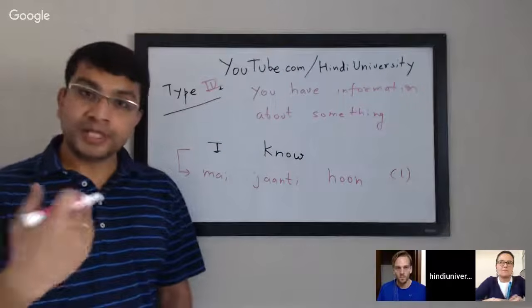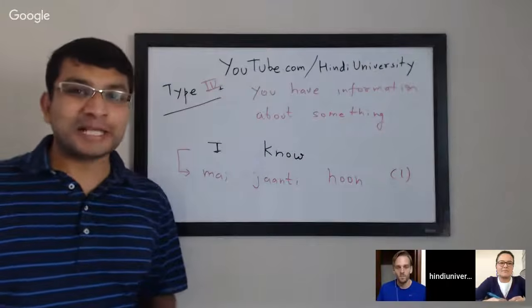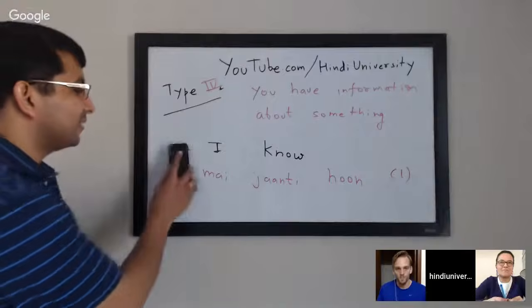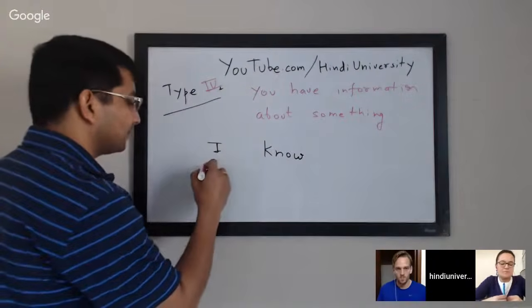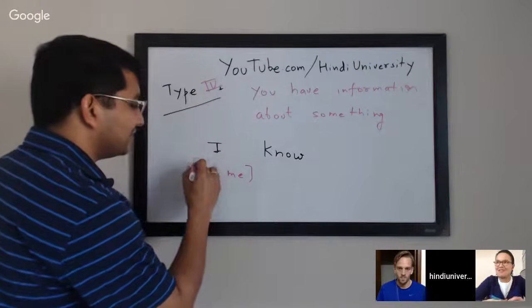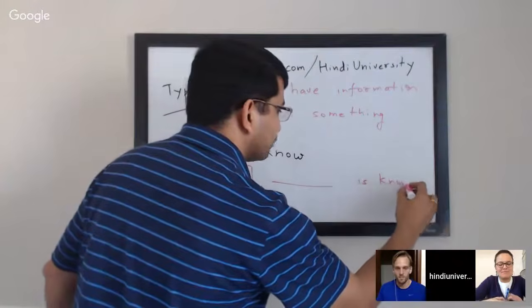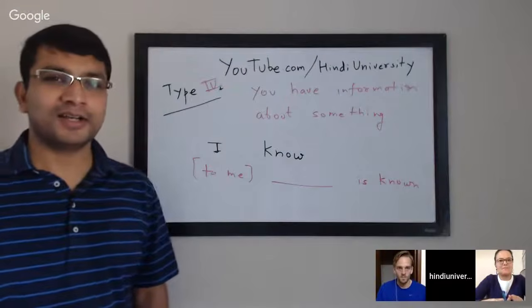Okay, to me this is known. Okay, that's another way of saying it. It's a little bit complicated. Rather than keeping it simple, you are saying it to me. मुझे जानती है. जान, to me, जानता है. Something is known. मुझे, okay, that's good try. You want to try it, Carl?